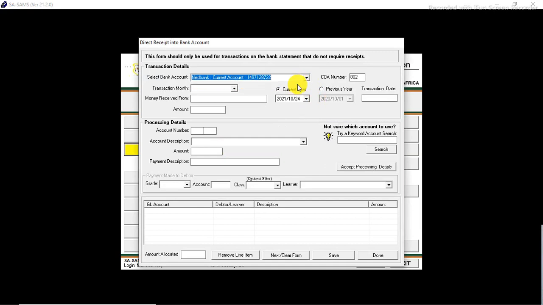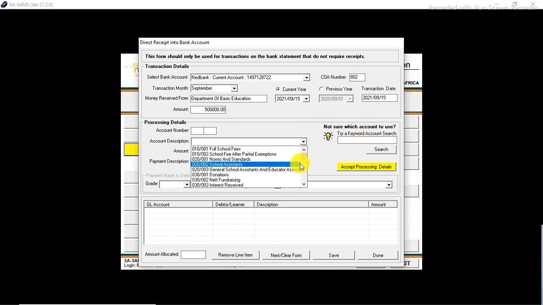You select the bank account and then you select the month in which you received the money, and then the date. In this case, I say the 15th, and I say on the 15th I received money from the Department of Basic Education. How much money? Before I added a million, so now I'm just going to add 500,000. Yeah, 500,000 on the 15th.